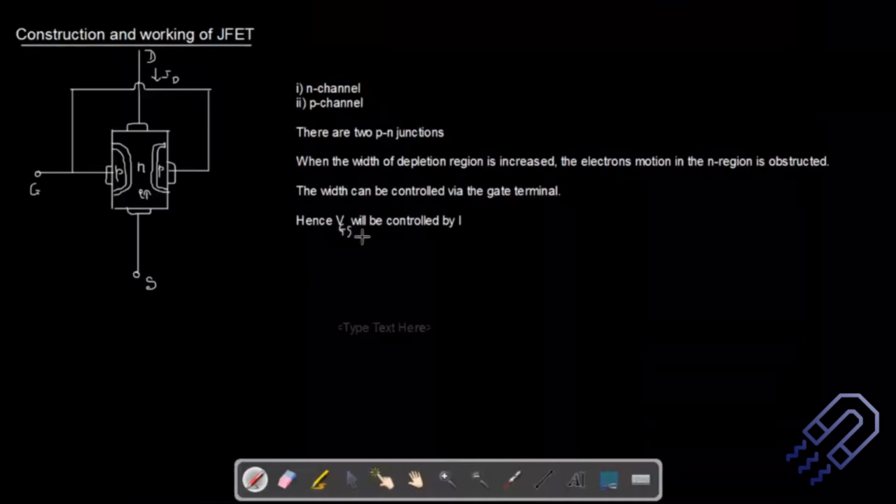So this is the gate source voltage, and this will actually depend on what is the drain current that we have. Okay, so that is also a dependent factor here. Okay, so that is important.